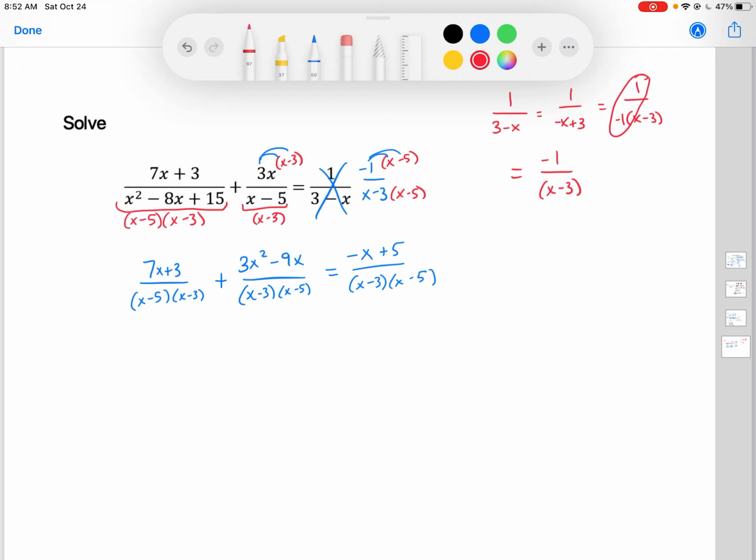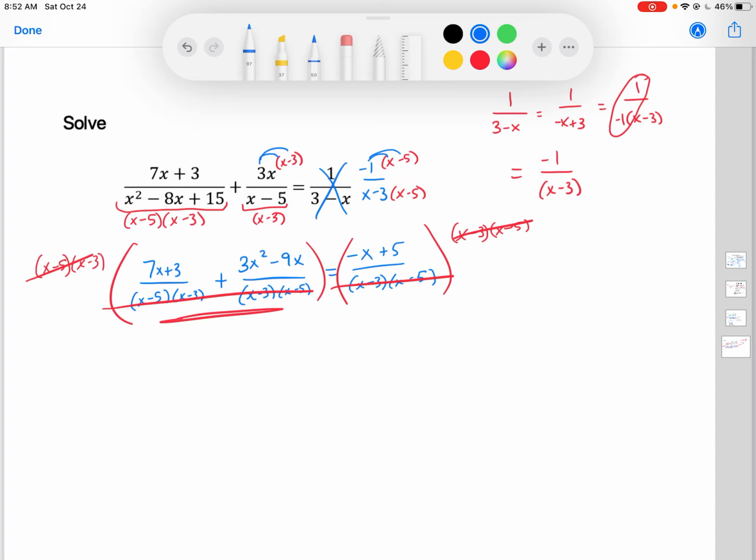Remember, this is the point. If you don't want to combine, you can just automatically multiply both sides by the common factor. So those all cancel. The whole point is you're getting rid of the denominator, and the way you're doing that is multiplying. So I have 7x plus 3 plus 3x squared minus 9x equals negative x plus 5.